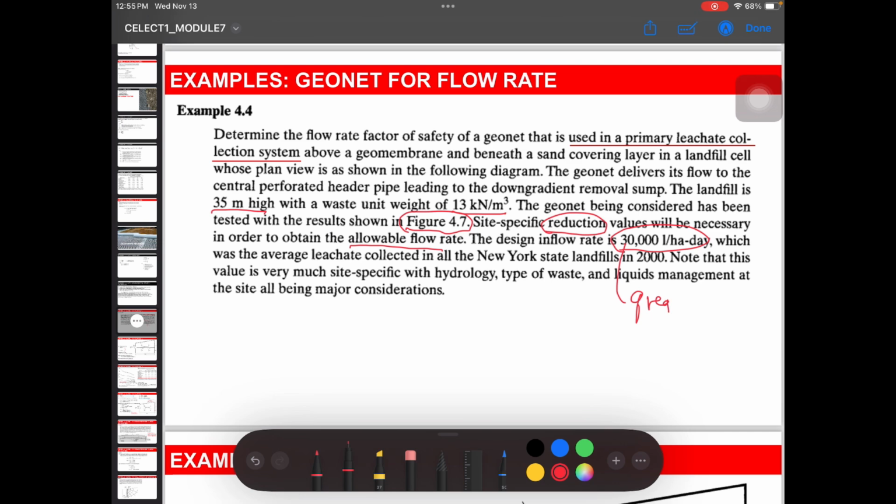Q required mo to. Which was the average landfill collected sa New York noong 2000. Note that this value is very much site-specific with hydrology, type of waste, and liquids management at the site, all being major considerations. So, ano-ano yung mga given? May 35 meter height ka, and then unit weight ng waste. Meron kang figure 4.7. Dito, makukuha yung capacity ng geonet mo, yung flow rate capacity niya. And this is your flow required.